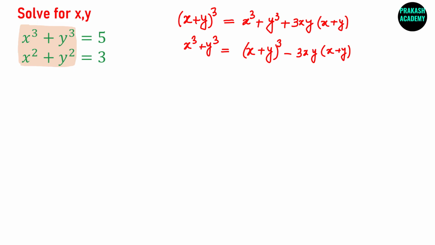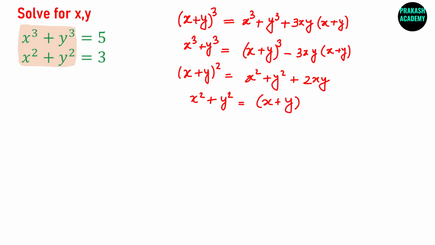Similarly, the other algebraic identity: x plus y whole square is equal to x square plus y square plus 2xy. This means x square plus y square is equal to x plus y whole square minus 2xy.